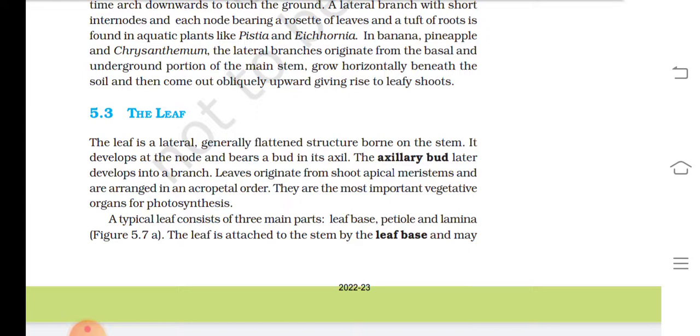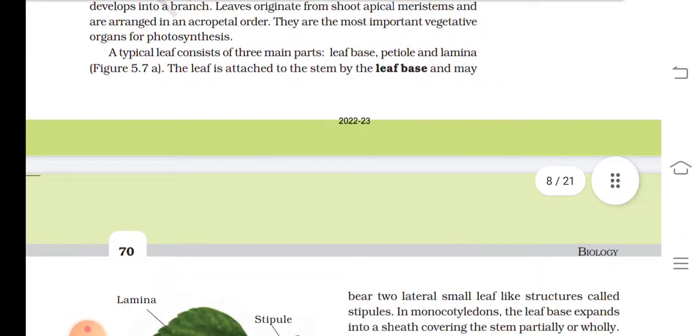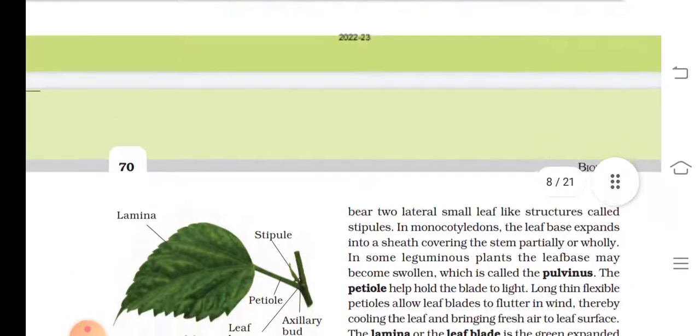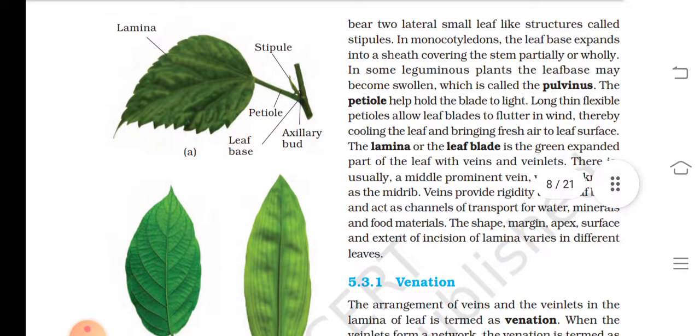A typical leaf consists of three main parts: leaf base, petiole and lamina, that is given in figure 5.7a. The leaf is attached to the stem by the leaf base and may bear two lateral small leaf-like structures called stipules. In monocotyledons, the leaf base expands into a sheath covering the stem partially or wholly. In some leguminous plants, the leaf base may become swollen, which is called the pulvinus.